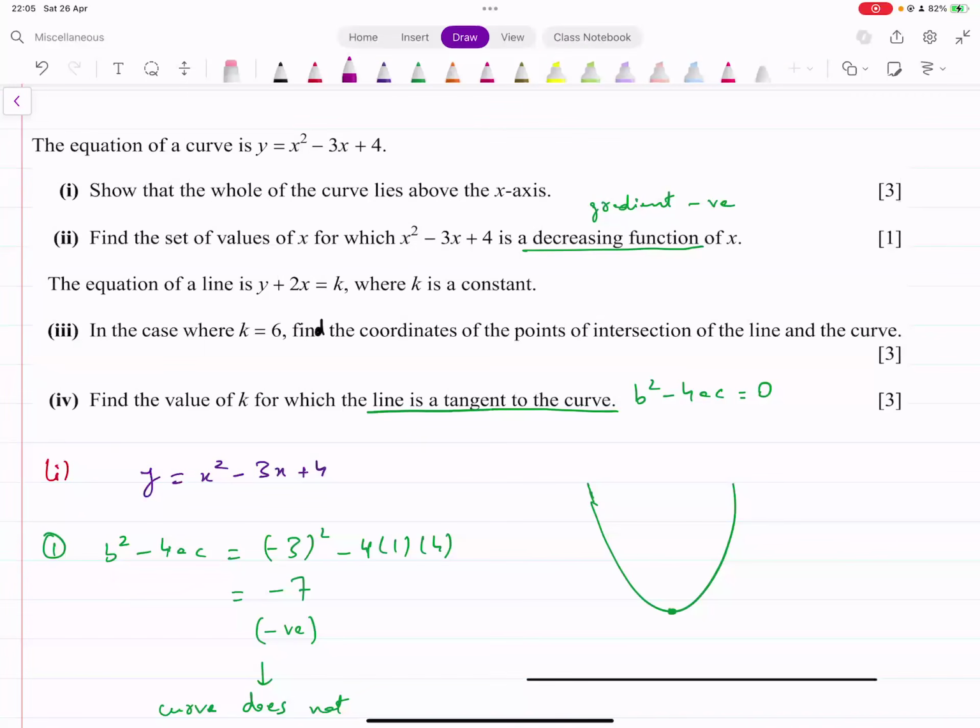Okay, now let's look at another example. Let's say we've got a curve that looks like this: y equals x squared minus 3x plus 4.